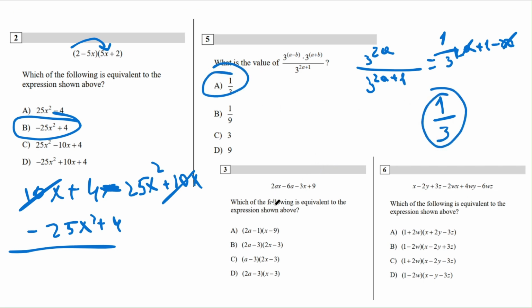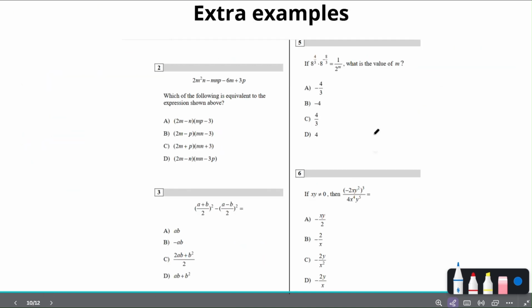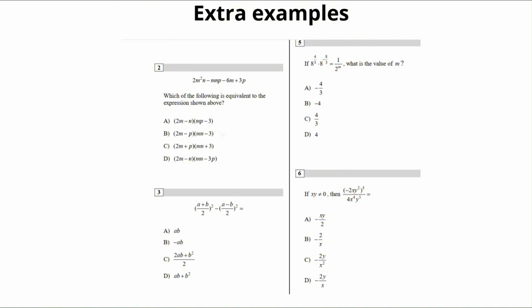I might also solve this one, but that's gonna take a bit of time, so I'll leave it for you. Try to solve this on your own. These are extra examples that you also have to solve. Just take a snap, take a screenshot, picture, and we are moving on.